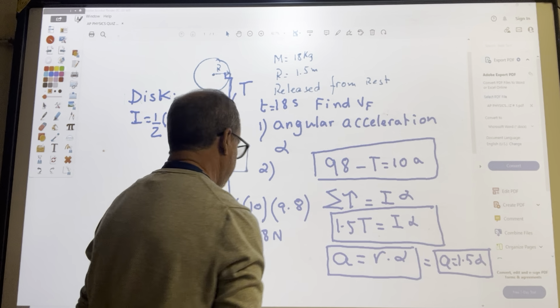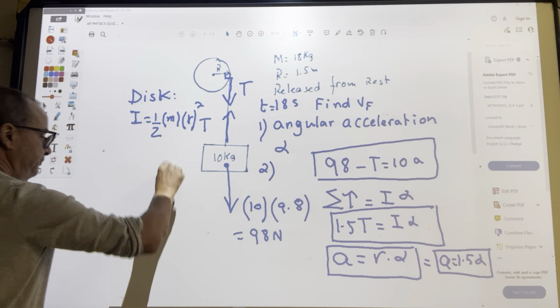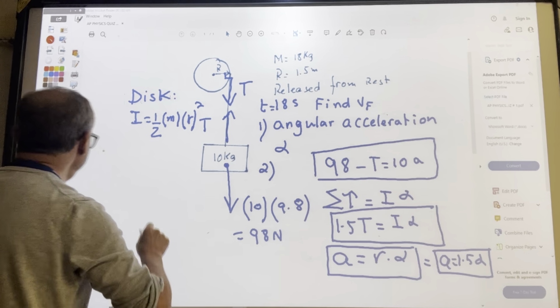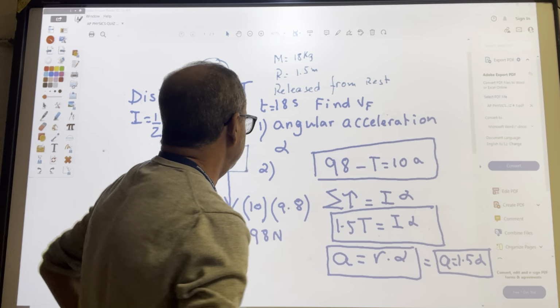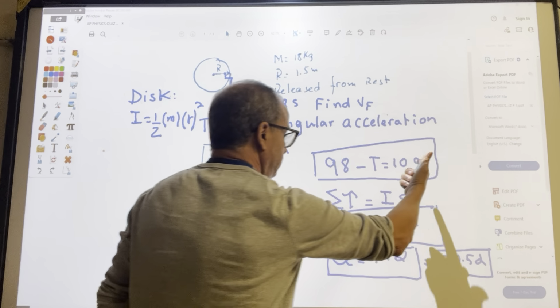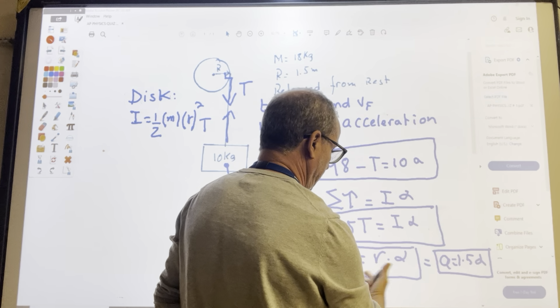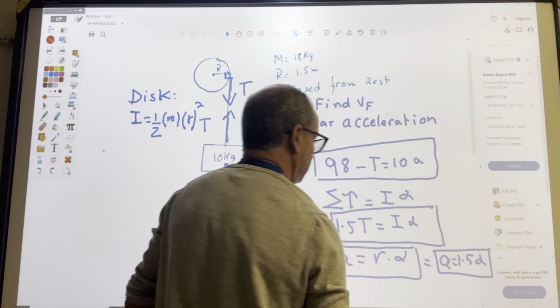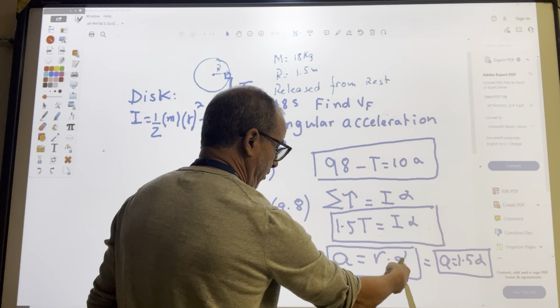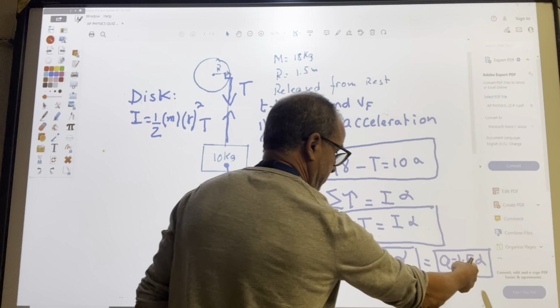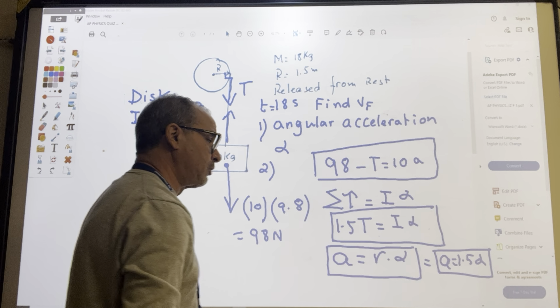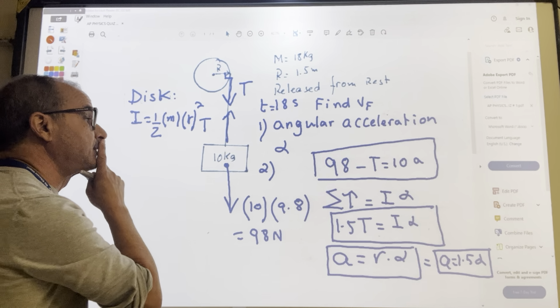All right, let's see what we're going to do with that. What am I looking for? I'm looking for angular acceleration, alpha, right? But if I can get A, I can also get alpha, because they are related. If I know alpha, I can get A. If I know A, I can get alpha, because they are related by A equals 1.5 alpha. Now what's next?